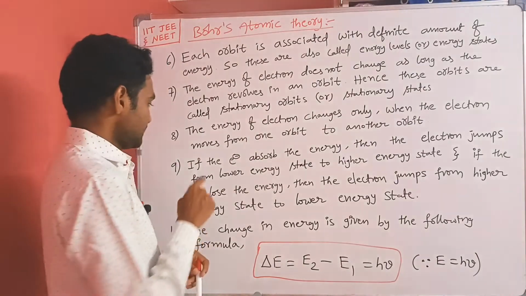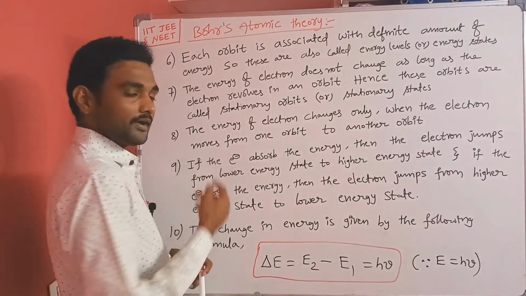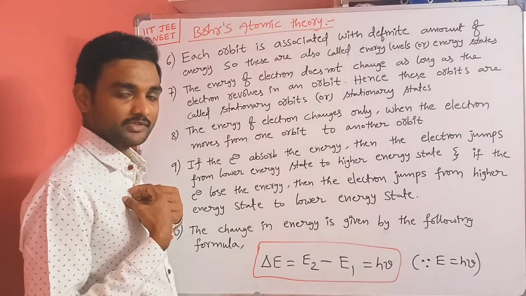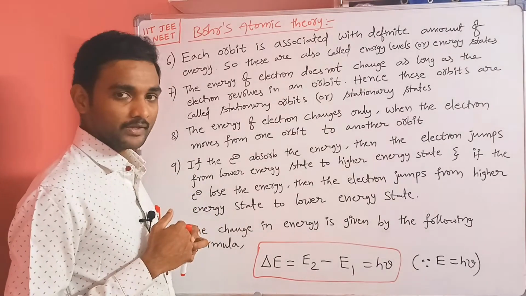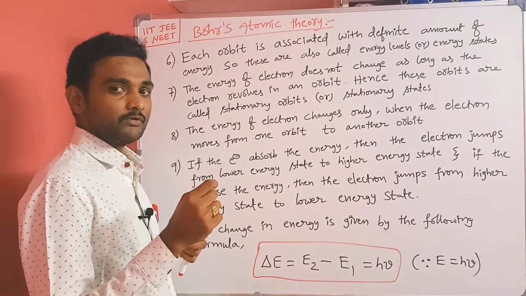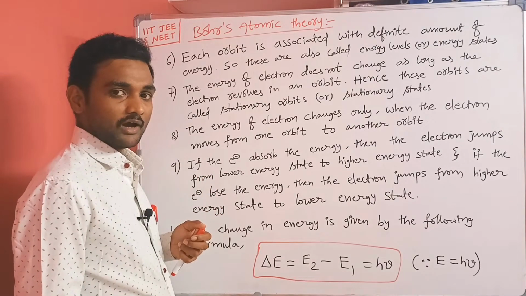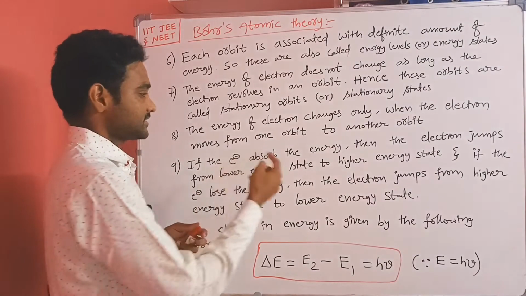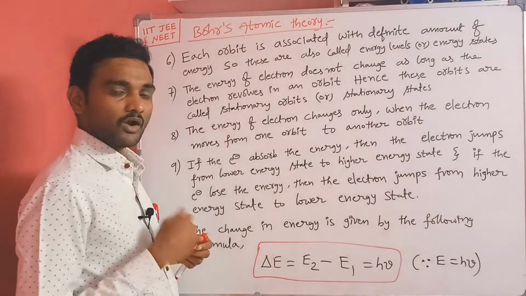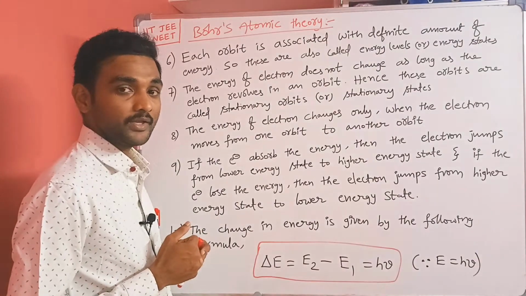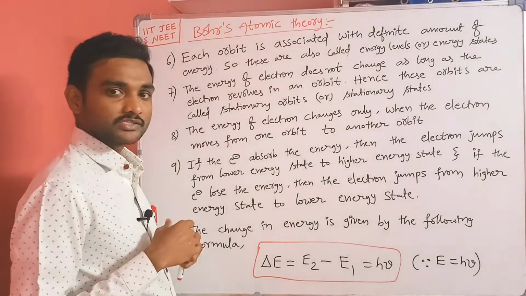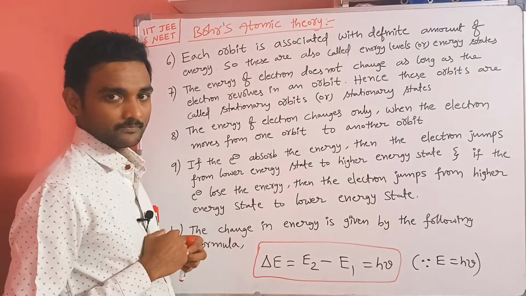Next, the ninth point. If the electron absorbs energy, it means the electron has more energy, so what will happen? The electron moves from a lower energy orbit to a higher energy orbit. Next, if the electron loses energy, then what will happen? The electron jumps from a higher energy state to a lower energy state.